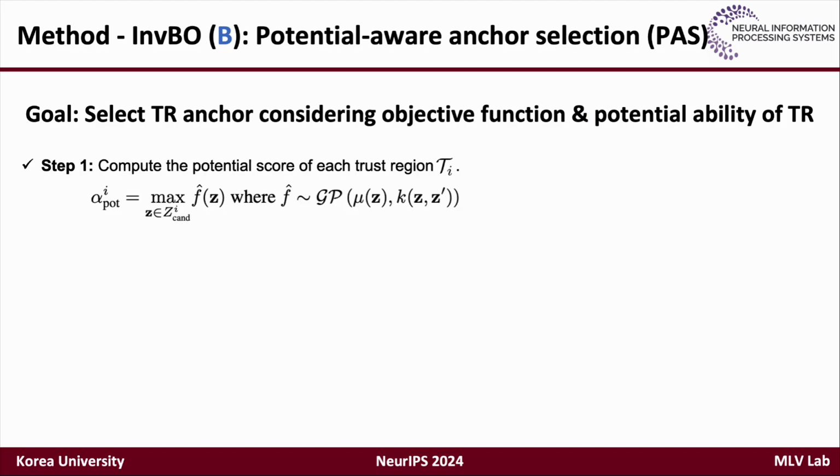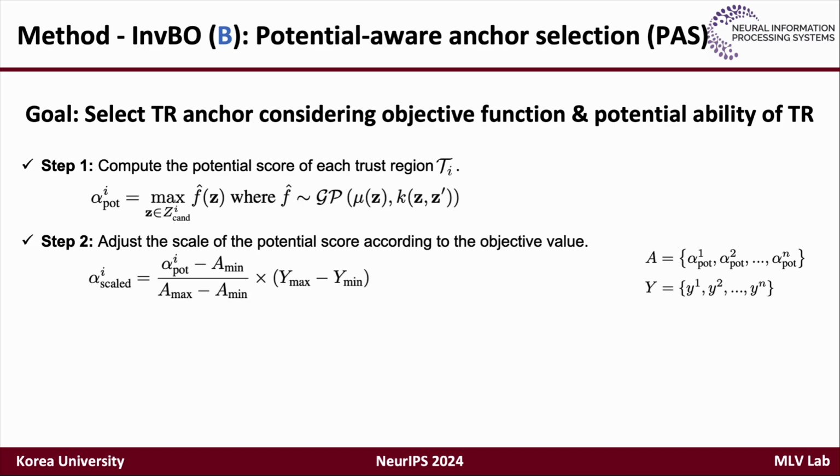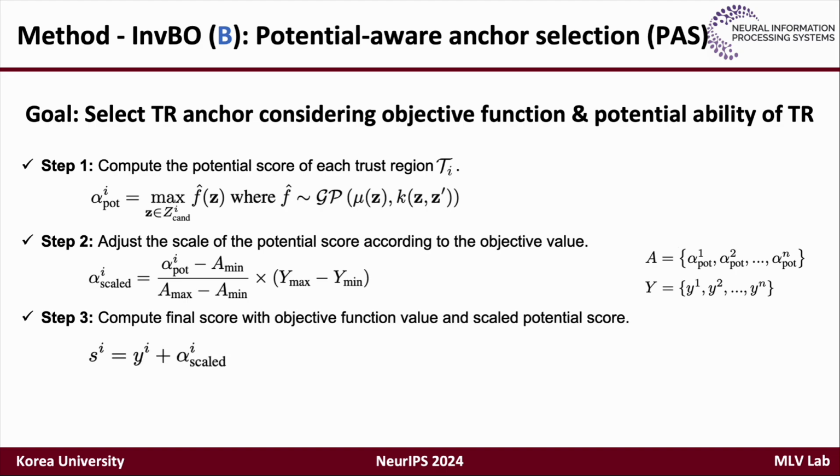Our method consists of 4 steps. In the first step, we compute the potential score of each trust region by the acquisition function. In the second step, we scale the potential score according to the objective value. Next, we compute the final score with objective function value and scaled potential score. Lastly, we select the anchor with the highest final score.